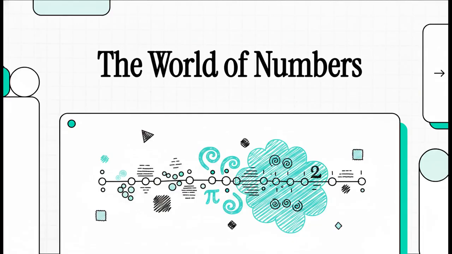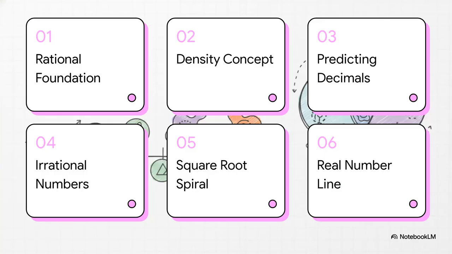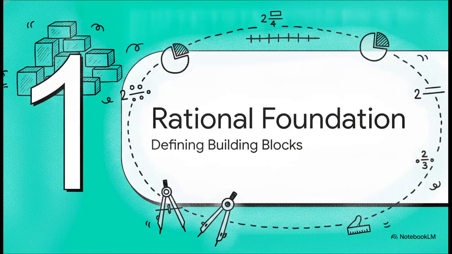Let's get into it. So here's our agenda for the Explainer. First, the rational number foundation, then the mind-bending density concept, and predicting decimals with prime factors. After that, we'll hit the shock of irrational numbers, look at the geometric square root spiral, and finally, unifying the real number line. All right, Section 1, the rational number foundation, defining the building blocks.